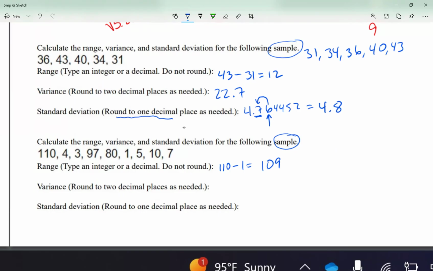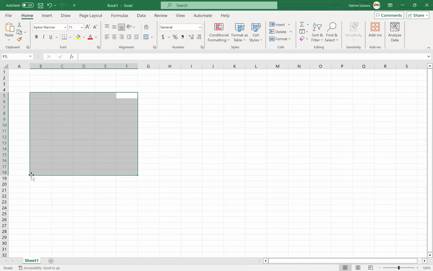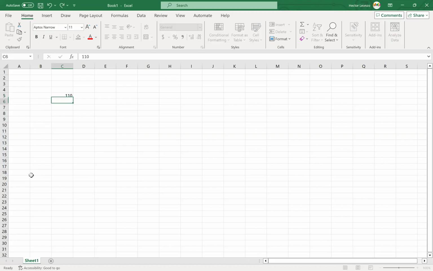Variance. Okay, let me go back to my Excel. Let me open Excel. I'm going to erase all of these. I'm starting from scratch. So my numbers are 110, 4, 3, 97, 80, 1, 5, 10, and 7.